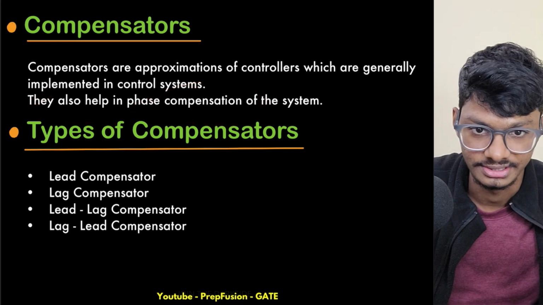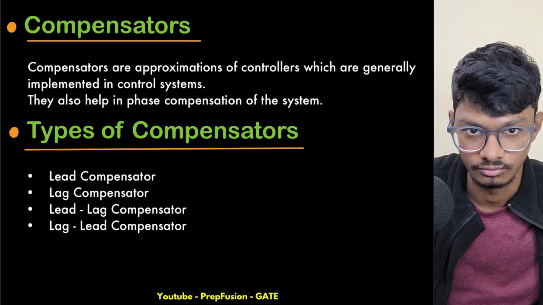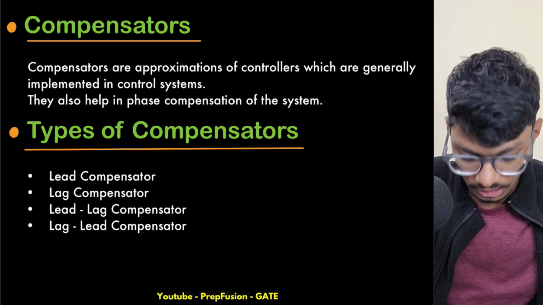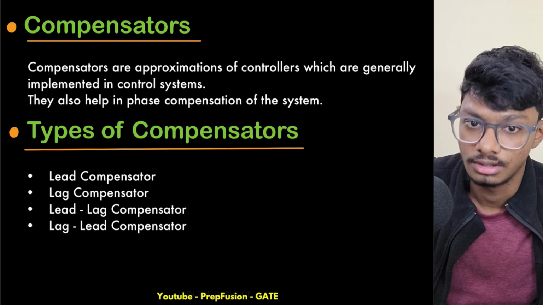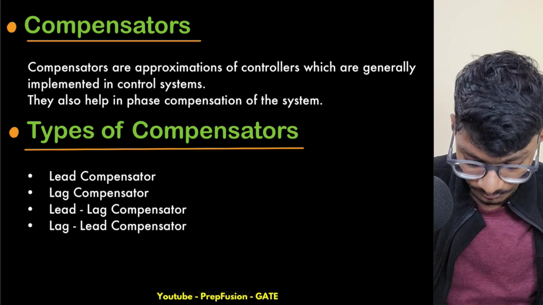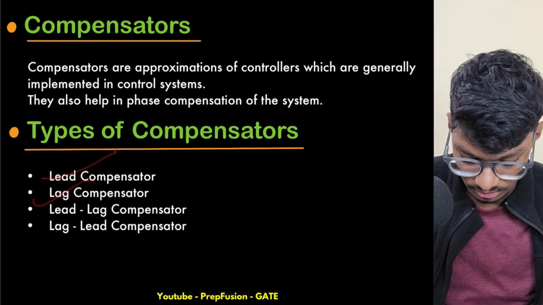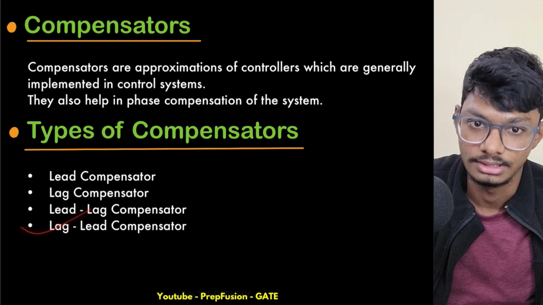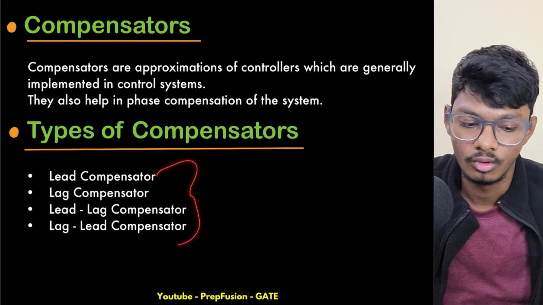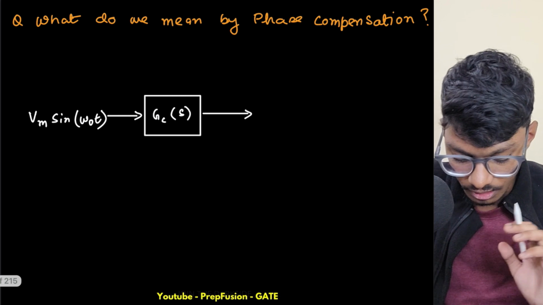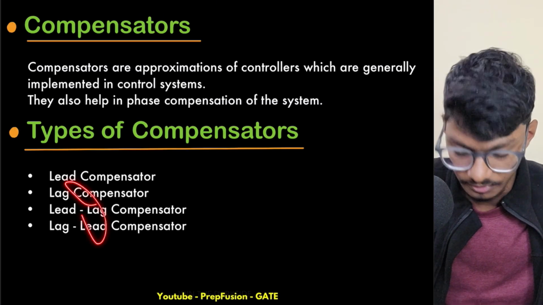What do you mean by phase compensation? As we slowly study this lecture, we'll understand the different types of compensators. The different types are lead compensator, lag compensator, lead-lag compensator, and lag-lead compensator. So mainly we have 4 types of compensators. We'll study each of them one by one.